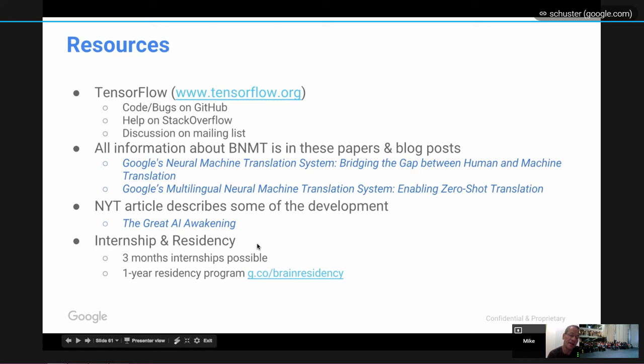And then finally, we have 3 month internships that are possible. I'm not currently sure how possible they are for people from other countries, but in case you are in the US, those are definitely possible. And then we have a 1 year residency program, and you maybe want to look this up under this web address here. We do this once a year, and people from all over the world come. So if you're interested in neural networks a lot, or in machine learning, consider this. This is a very interesting program to get into.